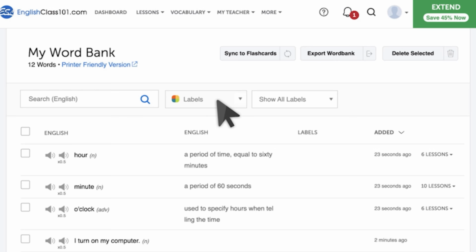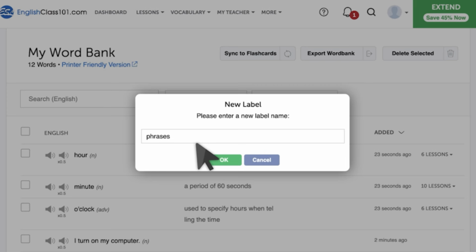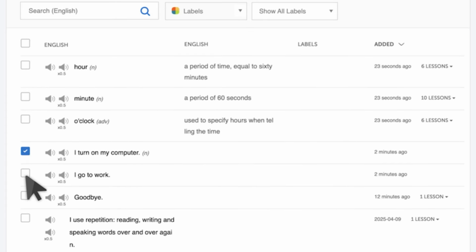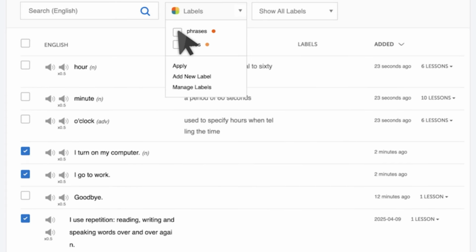Anytime you come across a new word or one you want to remember, save it. Later, you can review it in the word bank. Listen to the audio pronunciation, check the translation, and even see related lessons where the word appears. And here's a handy feature. You can organize your entries with labels like adjectives, verbs, or phrases to keep everything neat and easy to find.